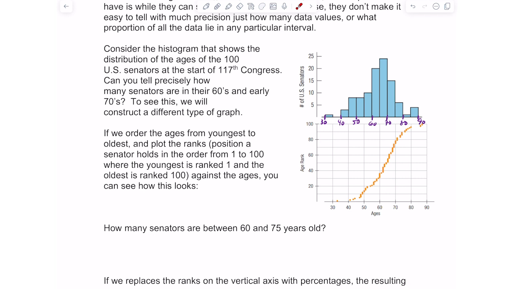So if we order the ages from youngest to oldest, in statistics we just call that ranking. We're going to position a senator holds in the order from 1 to 100, where the youngest is ranked 1 and the oldest is ranked 100 against the ages. Okay, so here we have the age rank and the ages. So the youngest senator, for instance, I can easily pick out right here, is between 30 and 40. And the oldest senators, right, are between 80 and 90.